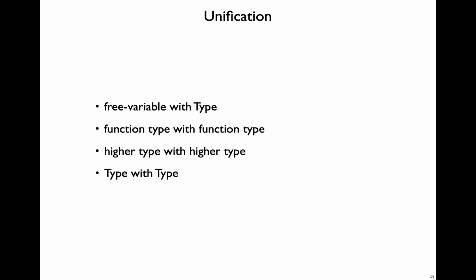Third, higher type with higher type. Higher type is the type that depends on type. For example, list of A is a type if A is a type. But list is not a type, but a type constructor, or sometimes we call it type family. Notice that function type also is a kind of higher type. As with function type, we check names are the same first. Then we check all element types are the same by unification.